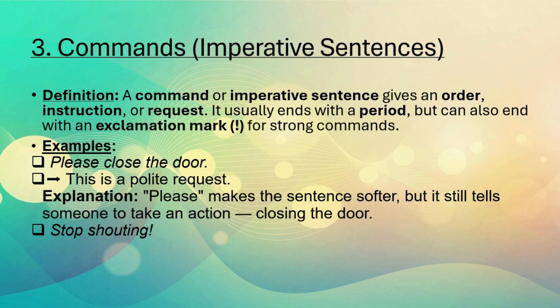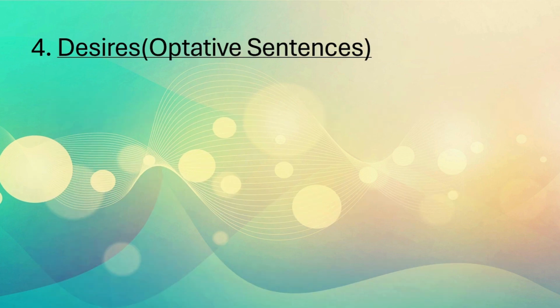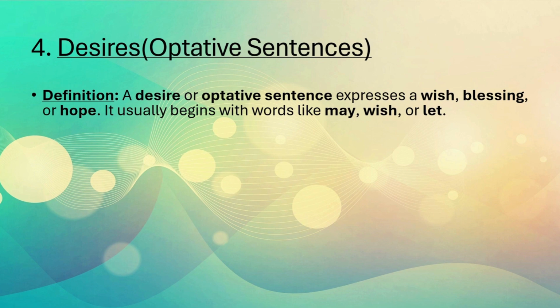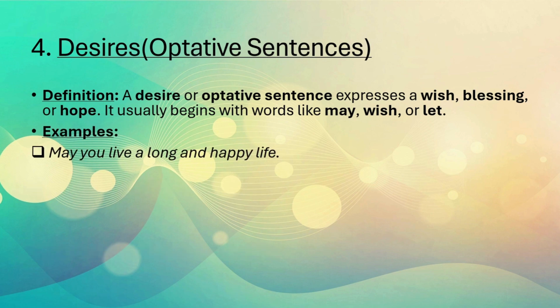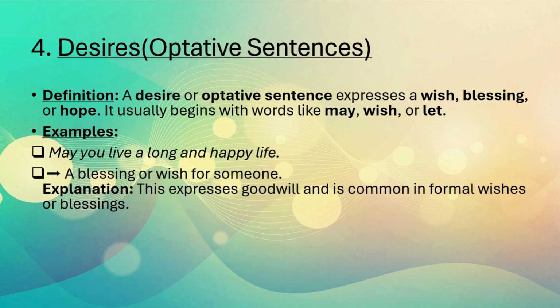Okay. Now, next is the desire or optative sentence. A desire or optative sentence expresses a wish, blessing, or hope. It usually begins with words like may, wish, or let. So, if a sentence is expressing your wish, your hope, or blessing someone, it's an optative sentence. Let us go through some examples, like, may you live a long and happy life. This is a blessing. Someone is making a good wish for someone. So, it comes under the optative sentences.